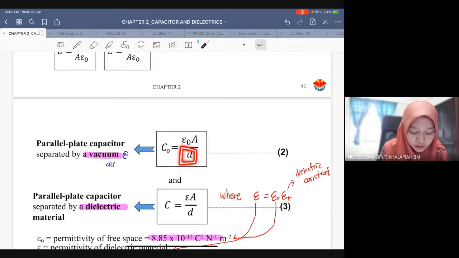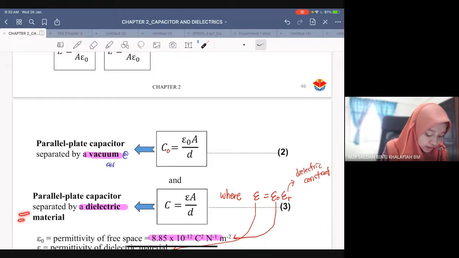Kedua, apa yang kita nak buat dengan d ni kalau nak increasekan capacitance? Decrease kan sebab dia adalah inversely proportional. So cara nak increasekan lagi capacitance adalah gap, jarak dua parallel plates kita kena rapat. Baru nilai capacitance tu akan bertambah. So itu dua faktor yang mengubah nilai capacitance.